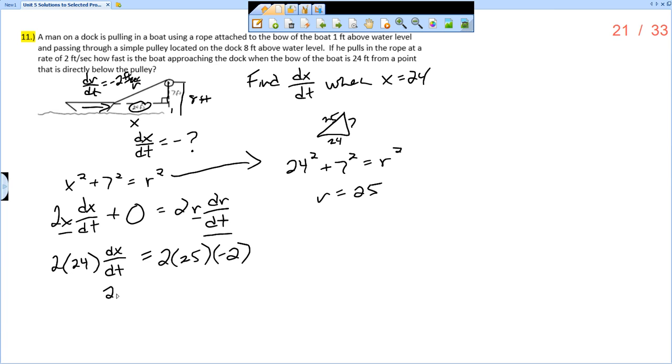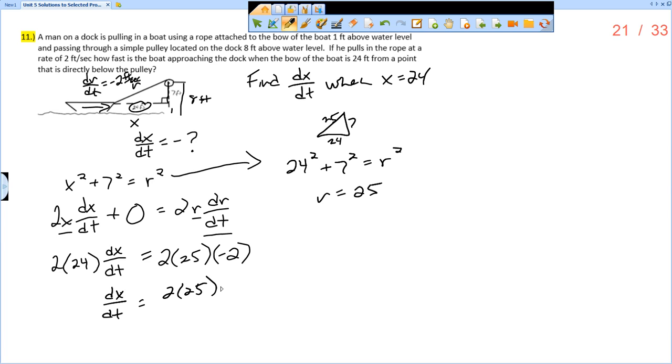Now we're going to divide by 24. So dx/dt is 2 times 25 times negative 2 over 2 times 24. And so I reduce the 2's. I've got a 2 and a 24, so that can become a 12. So I've got negative 25 twelfths, and that is our value.